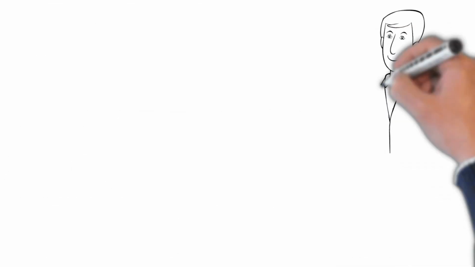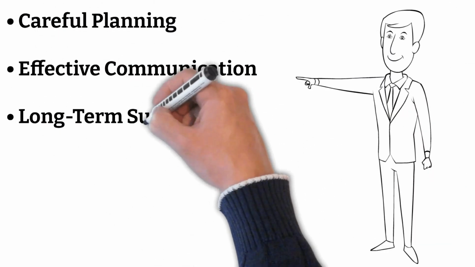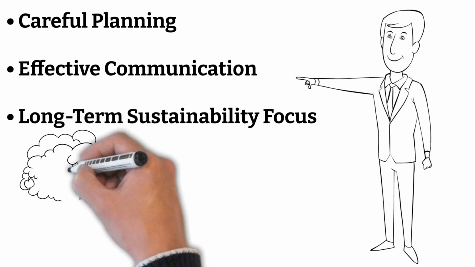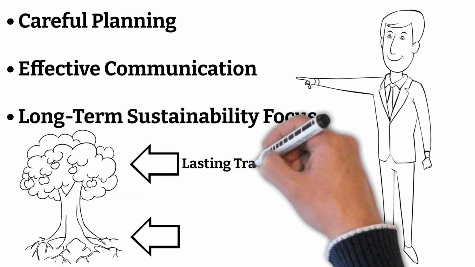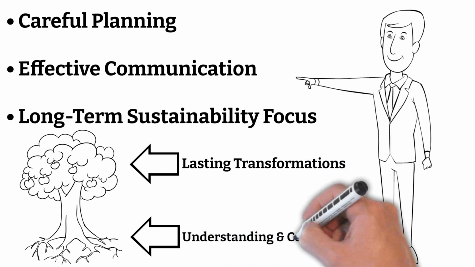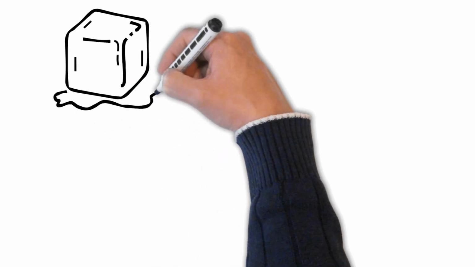Applying Lewin's change theory to an organization involves careful planning, effective communication, and a focus on long-term sustainability. It's not about quick fixes, but rather creating lasting transformations rooted in understanding and collaboration. Now, let's break down each step of Lewin's change model.